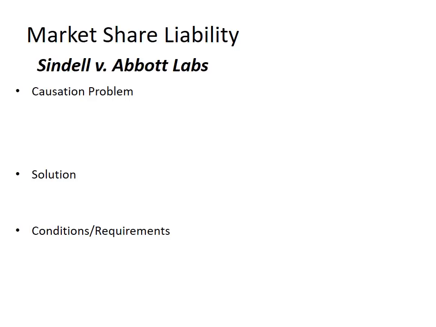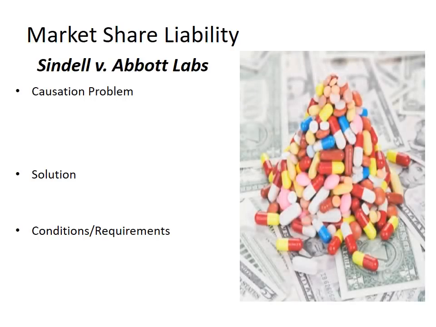Abbott Labs. In Sindell, we have a bunch of pharmaceutical manufacturers that were producing a drug called DES back in the 1940s through the 1970s. And this drug was prescribed to pregnant women as a miscarriage preventative. Now, unfortunately, the mothers who took this drug would then have daughters, and their daughters would develop various forms of cancer. And that was true of the plaintiff in this case. The plaintiff was a DES daughter who had developed bladder cancer, and she contends that was because of the constituent chemicals within DES.